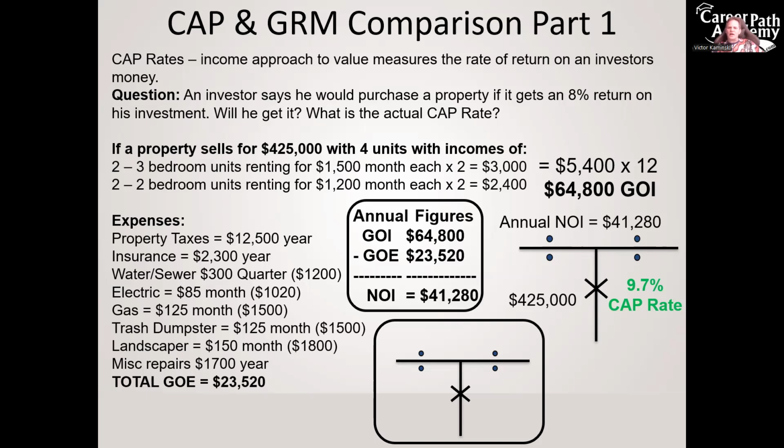All right, so let's also calculate the GRM for this same property. How do we calculate that? What numbers do we put in the reverse T formula here? The value on top, and then what else? And then your gross monthly income, which is the 5,400, and then divide that. And what do you get?